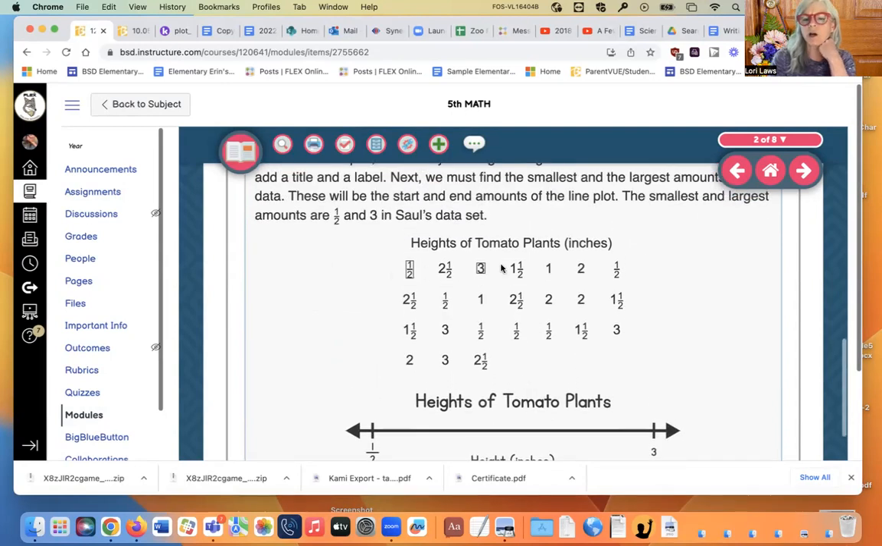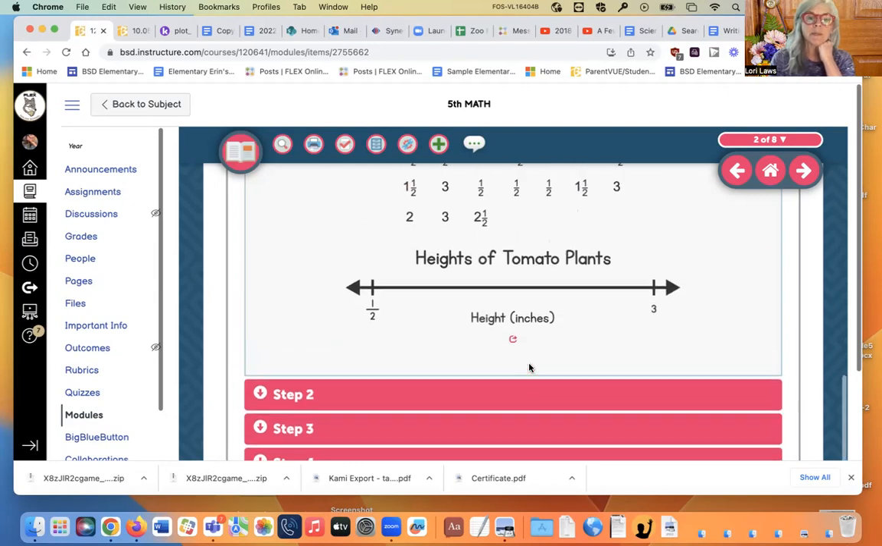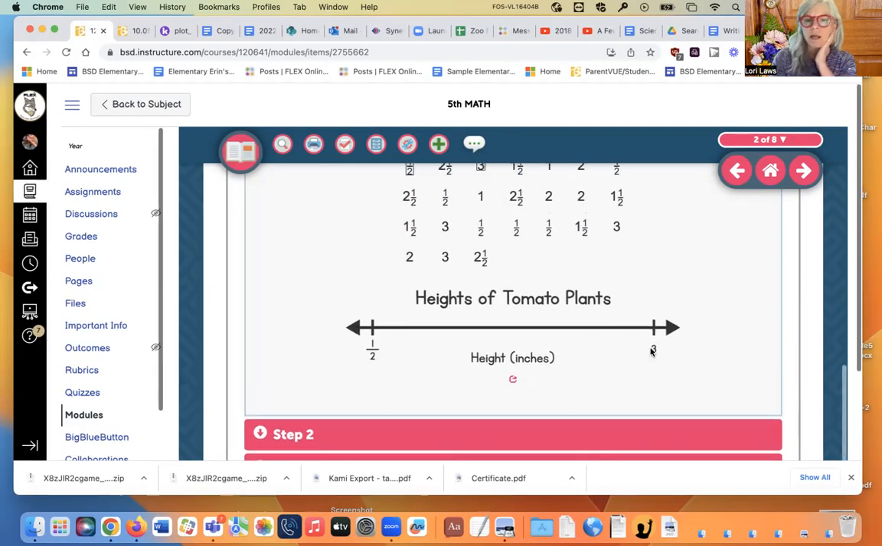And we know that these are all tomato plants. So if I wanted to see how many tomato plants, I would say 1, 2, 3, 4, 5, 6, 7. 7 and 7 is 14, and 7 more is 21, 22, 23, 24 plants. He had a lot of tomatoes, didn't he? So here I put my smallest amount and my biggest amount.